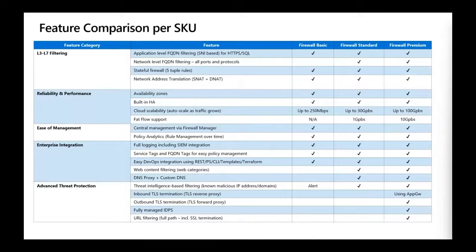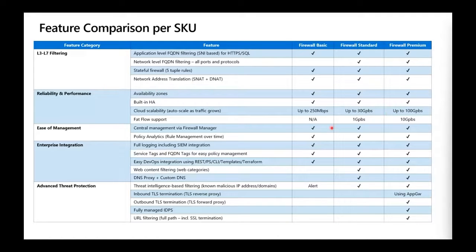When it comes to the feature comparison of the 3 SKUs, we can see the features listed in this table here. Just highlighting some of the differences. So for example, for basic, we don't have the network level FQDN filtering. It's only available for the standard and premium. Then another thing I wanted to highlight here is the cloud scalability and the throughput capacity. So here we can see the difference between basic, standard, and premium.